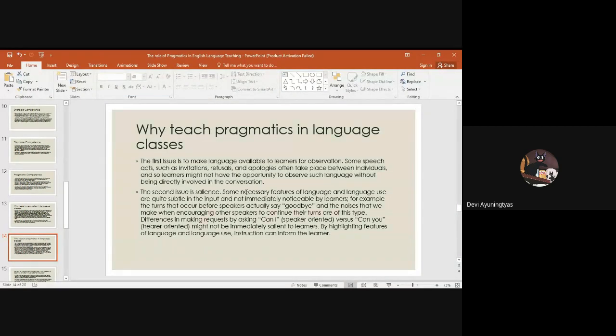The second issue is salience. Some necessary features of language and language use are quite subtle in the input and not immediately noticeable by learners. For example, the turns that occur before speakers actually say goodbye and the noises that we make when encouraging other speakers to continue their turns are of this type. Differences in making requests by asking "can I" (speaker-oriented) versus "can you" (hearer-oriented) might not be immediately salient to learners. By highlighting features of language and language use, instruction can inform the learner.